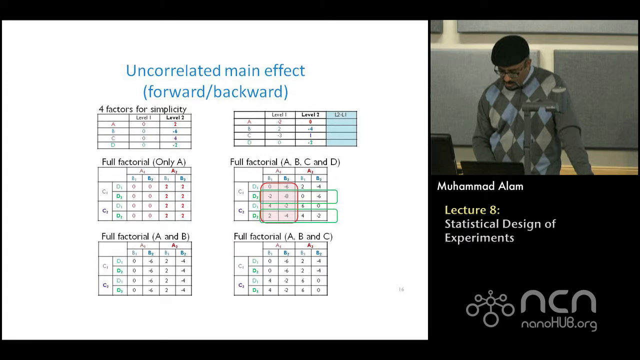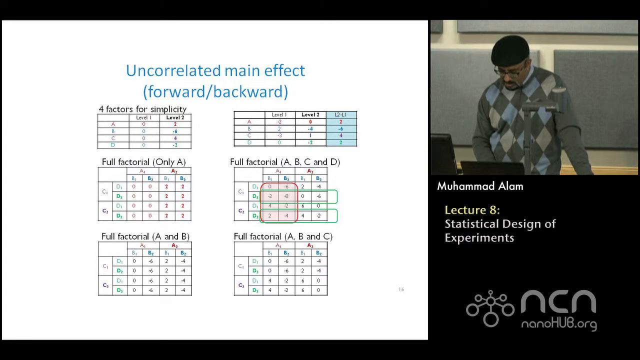And so if you do that, then all you have to do is to subtract L2 minus L1, because these are all relative. If you subtract them, then you will get the effect of A is 2, effect of B is minus 6, effect of C is 4, and effect of D is 2. That is exactly what I started with. Do you understand this?